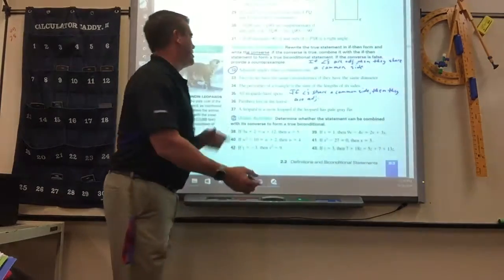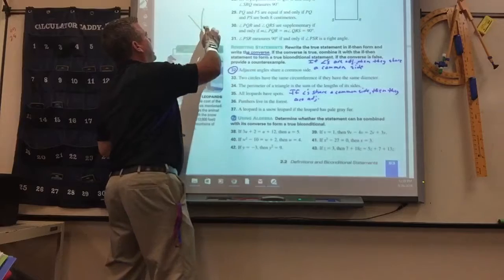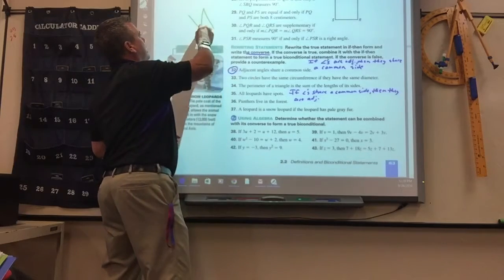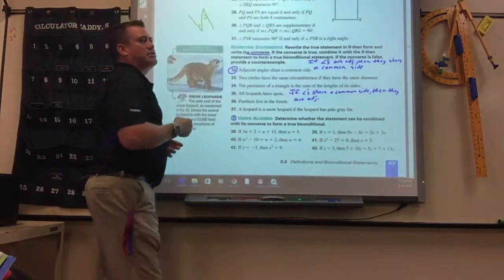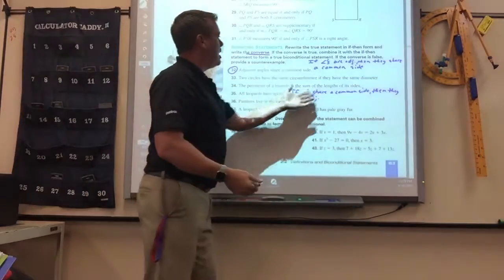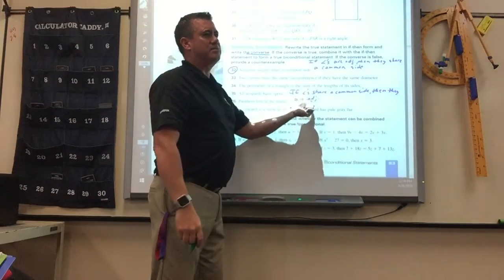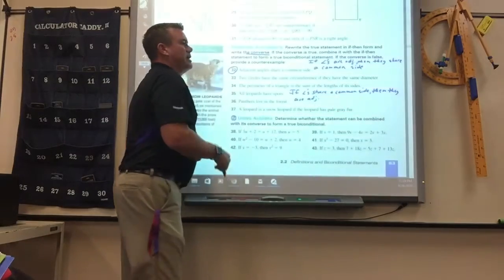Not necessarily. No, because it could be like this. You could have an angle like that, and then you could have an angle right there. Angles 1 and 2 share a side, but they're not adjacent. So you're done. You don't have to write a biconditional. That's 32. That's number 32, yep.